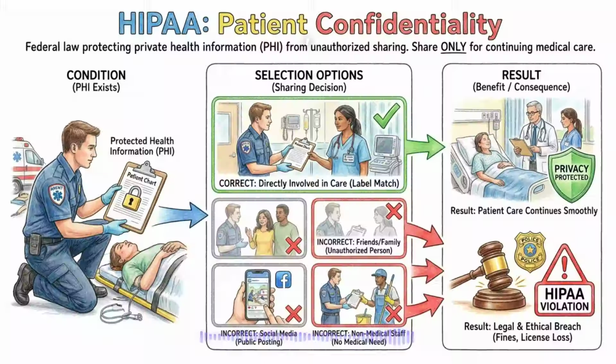Patient confidentiality is strictly protected by a federal law known as HIPAA, which stands for the Health Insurance Portability and Accountability Act. This law means you cannot share any protected health information with anyone who is not directly involved in the continuing medical care of the patient. For example, you can share a patient chart with the triage nurse at the hospital, but you cannot discuss the patient details with your friends or post about the call on social media.